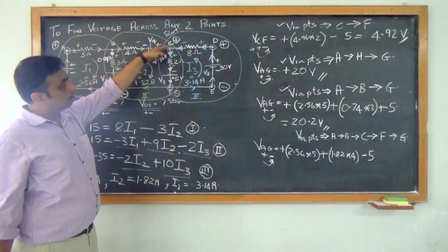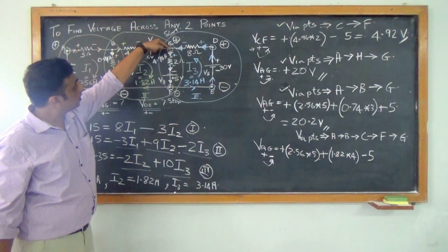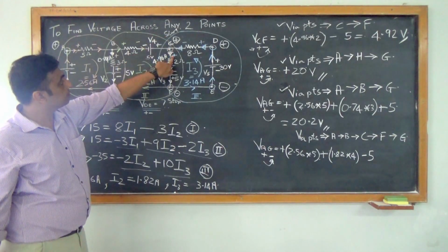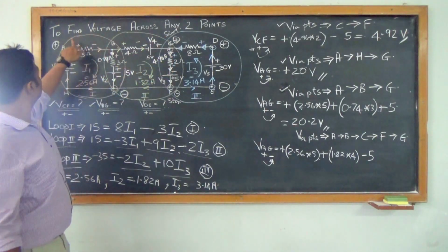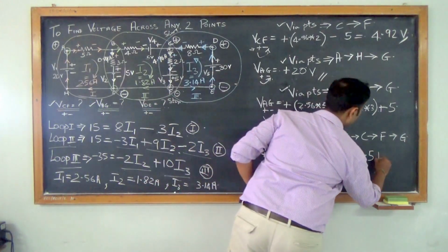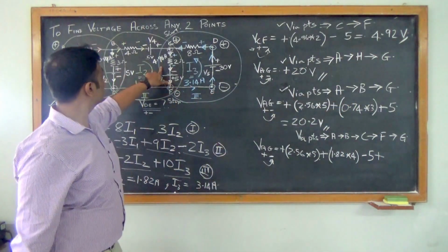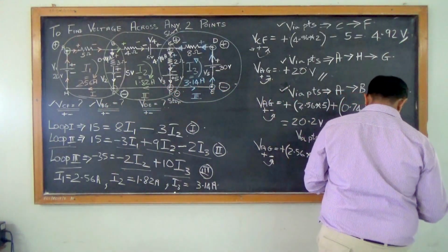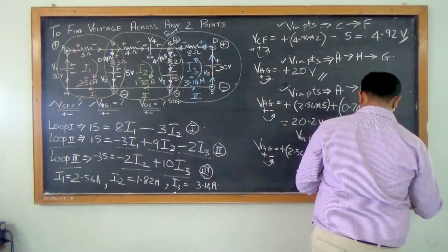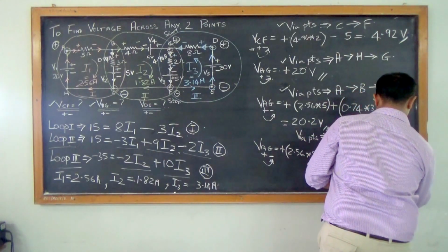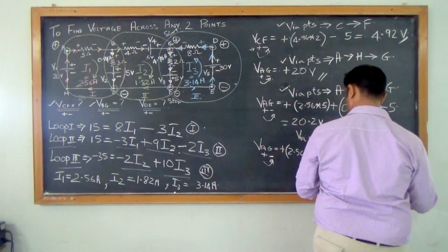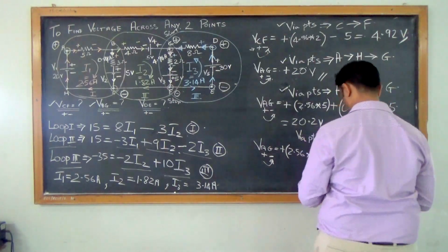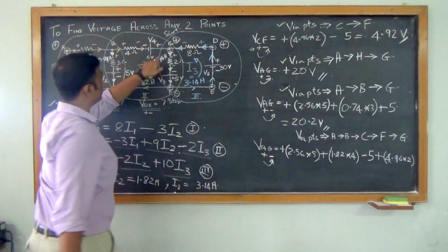Now from C to F, now it is moving from C. So the first terminal the current touches is a positive terminal here. So positive into positive gives me positive. The current is how much? 4.96 into 2. So I have 4.96 into 2.